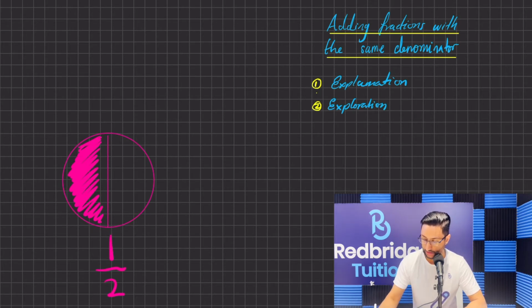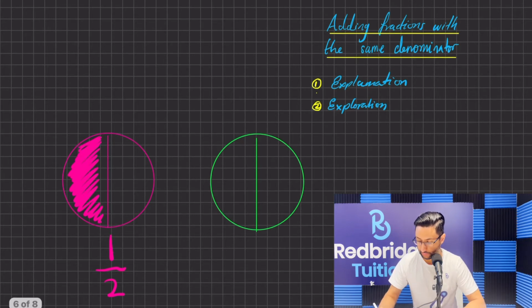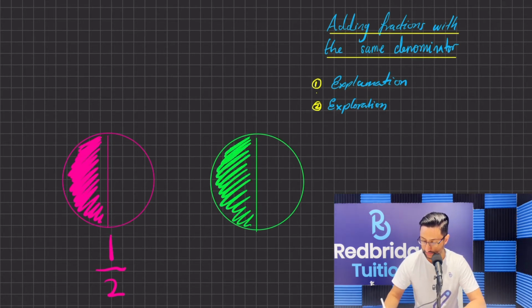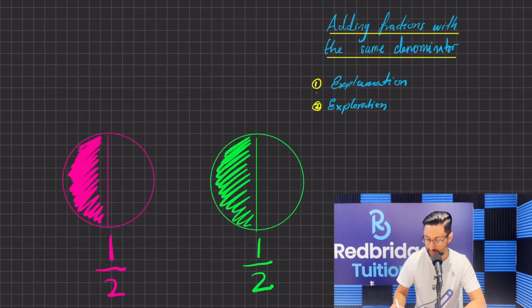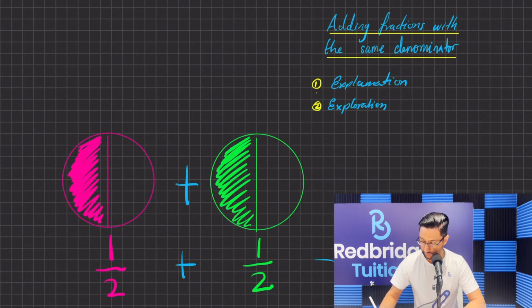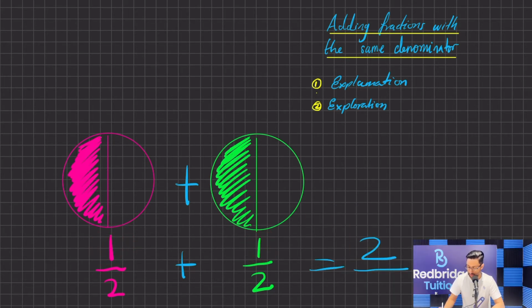Say we had a second pizza that had also been divided into two parts. Let's imagine we were going to take one of those parts from this pizza as well. If we were to add these two together, which we can because the denominators on both are the same, you would end up with 1 plus 1, which is 2. The denominators you do not add together, so you'd end up with 2 over 2. So that's quite a simple, basic example.